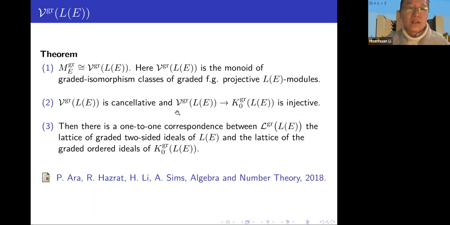So actually, from the above statements, we can see that the graded Grothendieck group contains much information about the algebra structure of the Leavitt path algebra. So this makes us hope that the conjecture for Hazrat might be true for many Leavitt path algebras.